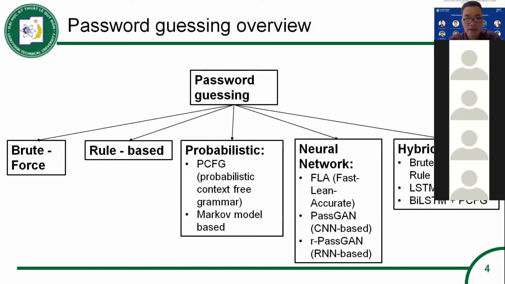From surveys, we found that there are several approaches to guess passwords. They can use some types of brute force. The second one is rule-based. Rule-based means that we can generate passwords based on rules. For example, we can tell the machine that we would like to generate a password with a maximum of 8 characters, where the first one is lowercase, the second one is uppercase, and so on. The next one is probabilistic methods. The first is probabilistic context-free grammar, and people also use Markov model-based methods.